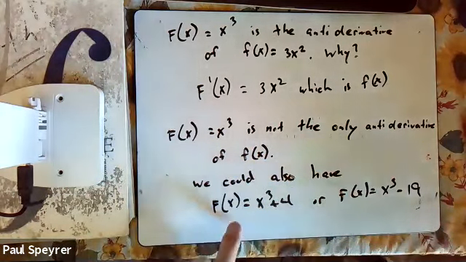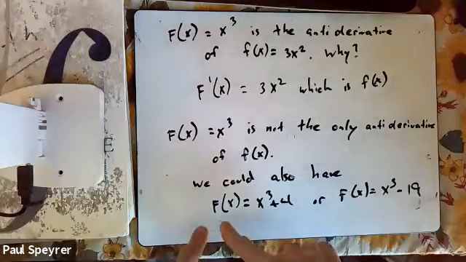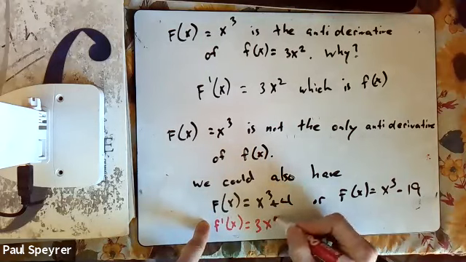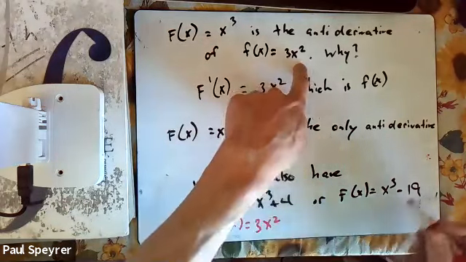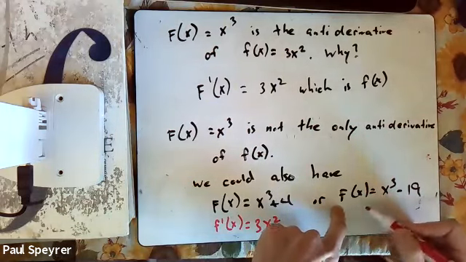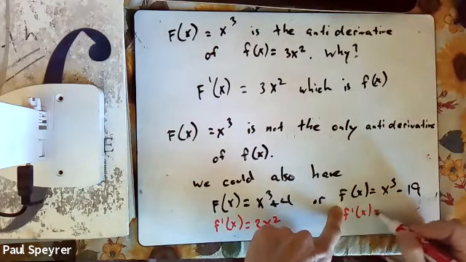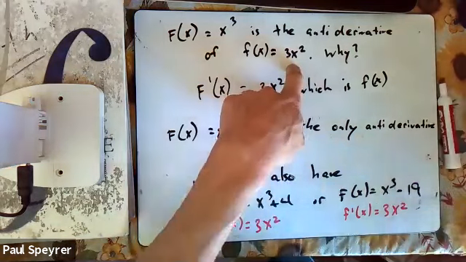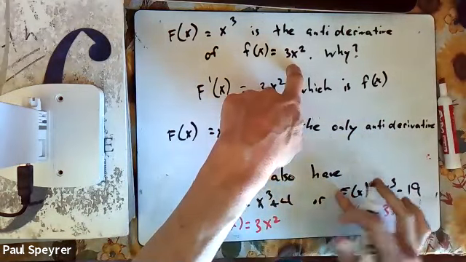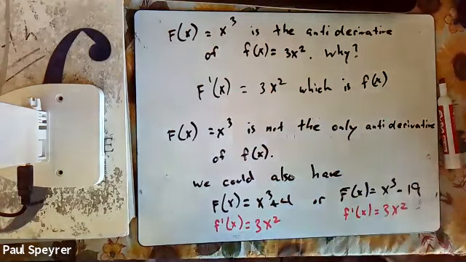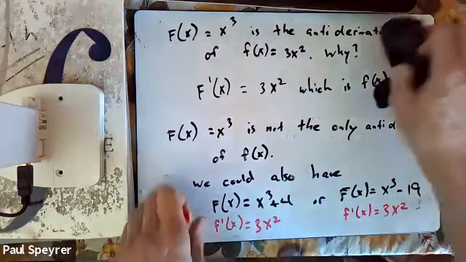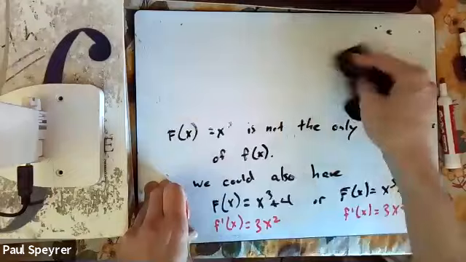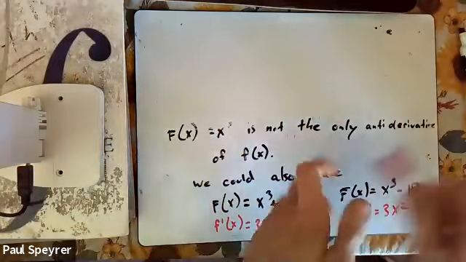Because if I take the derivative of this, right? Like if I take the derivative of this one right here, what's f prime of x in this case? It's 3x squared, right? Just like that. If I take the derivative of x cubed minus 19, what do we get? 3x squared. And again, it gets back to this base function right here. So with antiderivatives, that's something that we have to take into account.